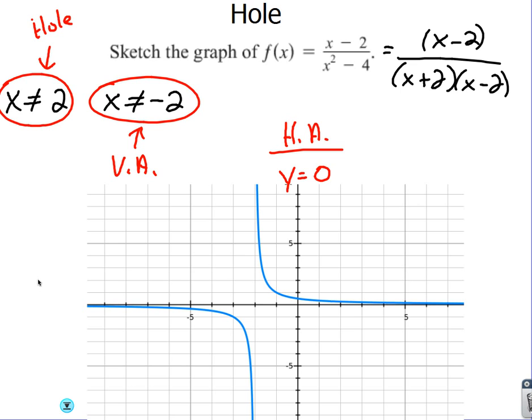You have a vertical asymptote at negative 2. You have a horizontal asymptote at 0, which is your x-axis. And you have a hole at x equals positive 2. And even this one, it doesn't graph the holes for you real well.